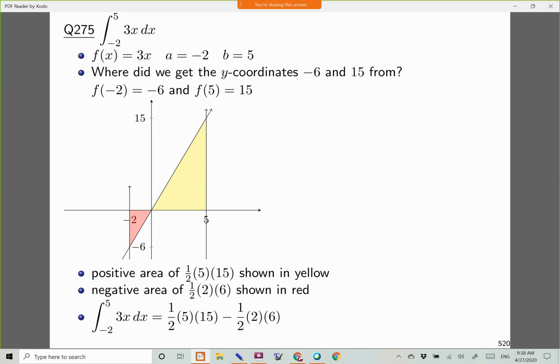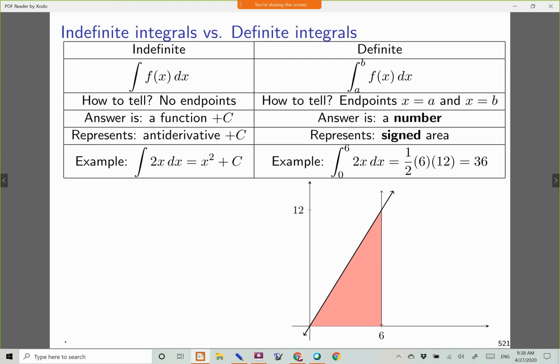Okay, let me then say the following. What I want to do is there's this danger that this new concept today, the definite integral, can get confused with the old thing, indefinite integral. So I'm going to take a couple minutes to just compare and contrast indefinite integrals and definite integrals.